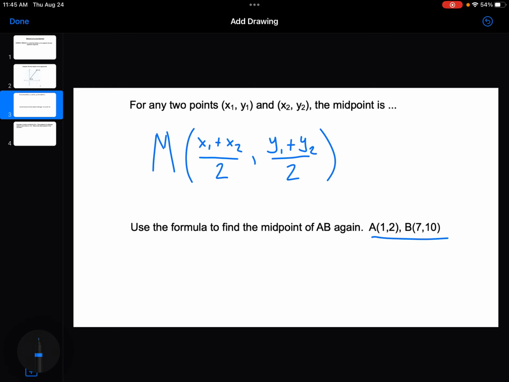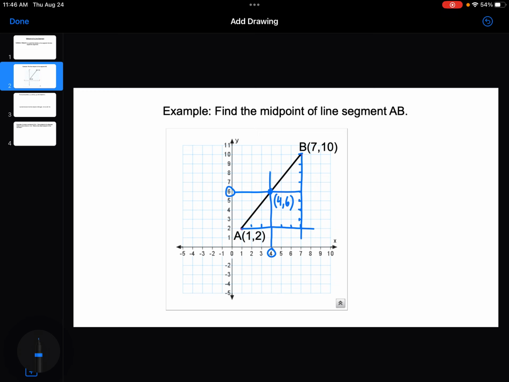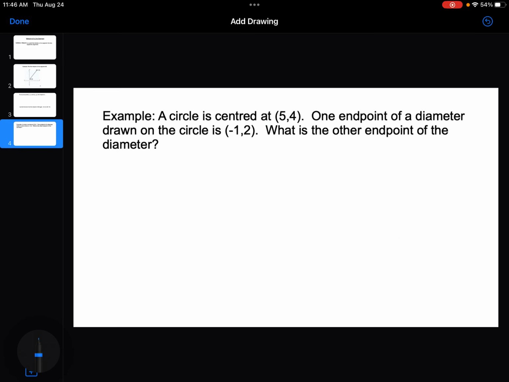So if we look at that same question from number 1, the midpoint of AB is going to be (1 plus 7) divided by 2, and (2 plus 10) divided by 2. Well, then that means my midpoint of AB is going to be 8 over 2, which is 4, and 12 over 2, which is 6. The exact same thing we found in the first values.